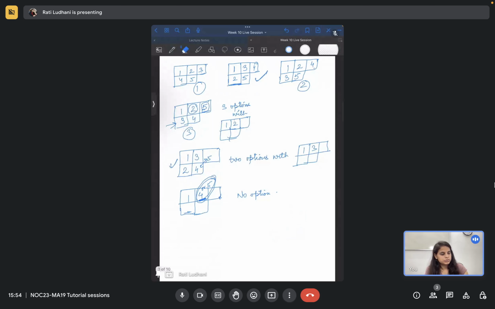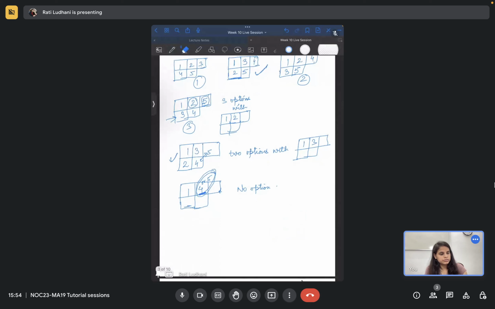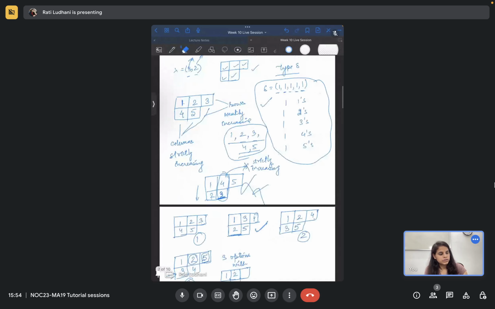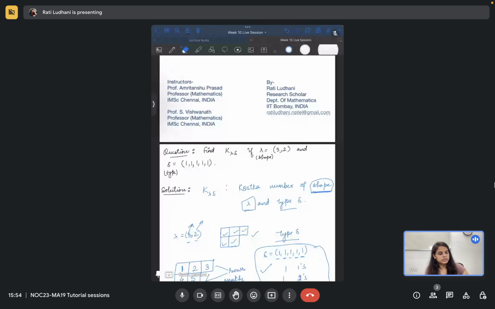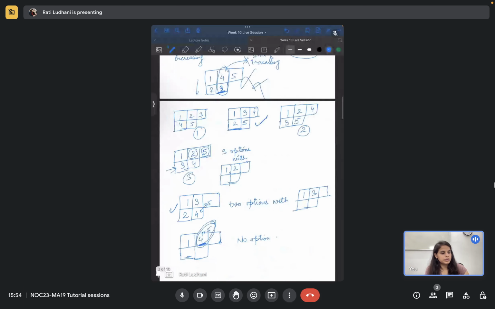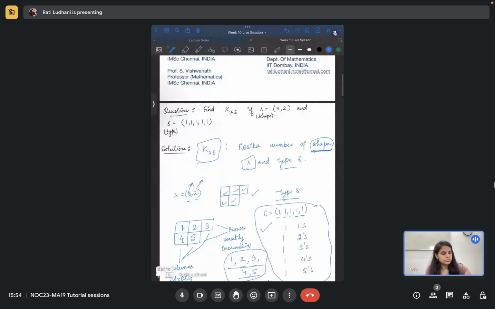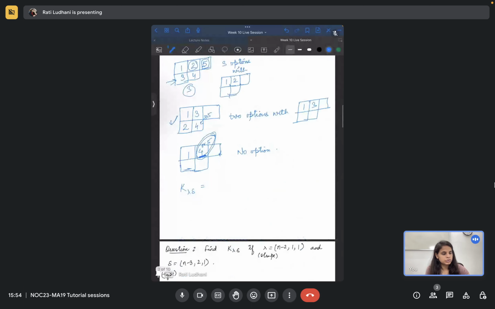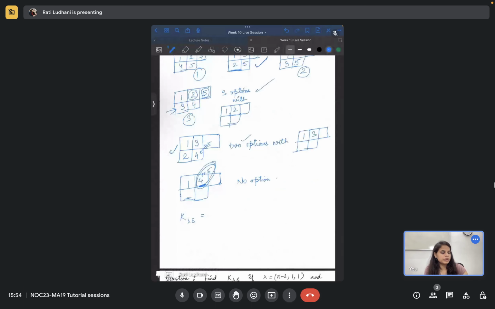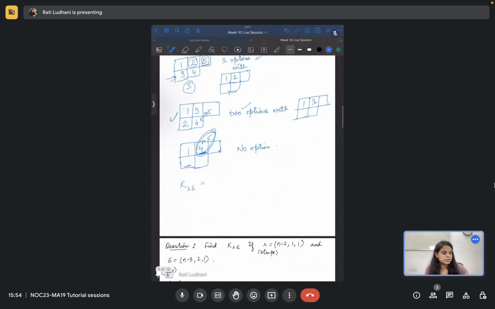Okay, so you have... K lambda delta should be what? K lambda delta is the number of all the options you can have. So you have 2 options, 3 options, and there is no option. So you have a total of 5. This number is 5 for the given lambda and delta.